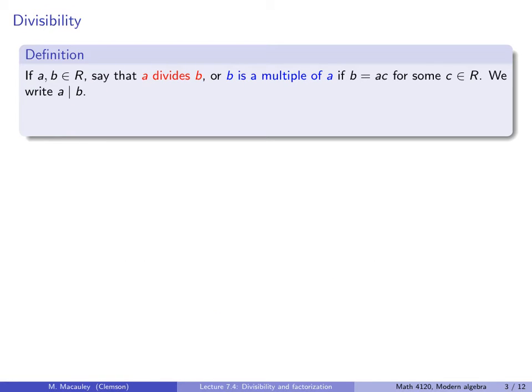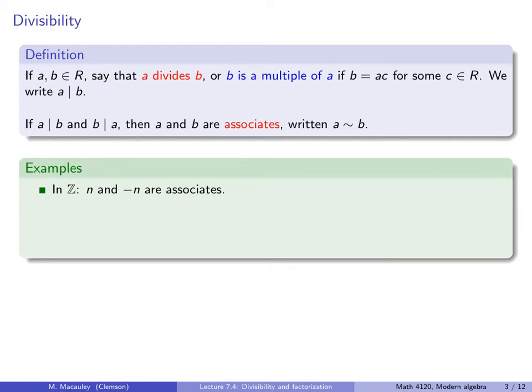Let's start with a very simple definition, which we know from the integers, but we can extend it to integral domains. If A and B are elements in a ring R, then we say that A divides B, or that B is a multiple of A, if B equals A times C for some element C in the ring. We write this with a vertical bar, so this means that A divides B. If A divides B and B divides A, then A and B are said to be associates. And we write this using this little equivalence symbol right here.